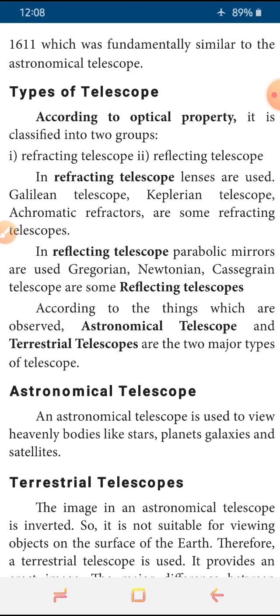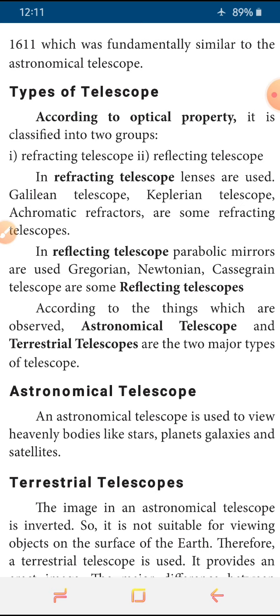Examples of reflecting telescopes are the Gregorian, Newtonian, and Cassegrain telescopes. In a reflecting telescope, we are using mirrors. Examples are discussed. And according to use, majorly we are using astronomical and terrestrial telescopes.